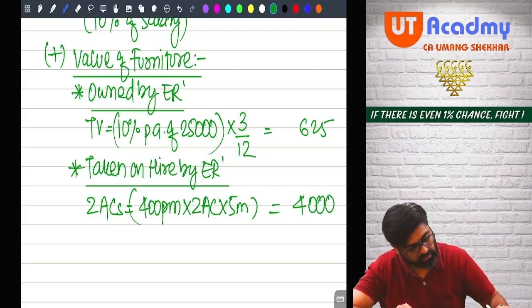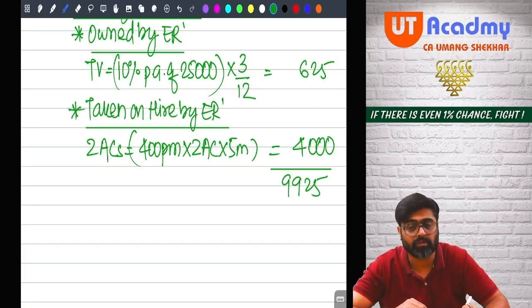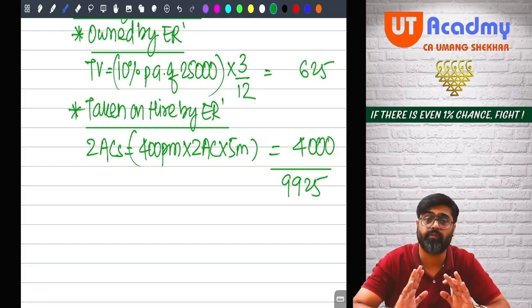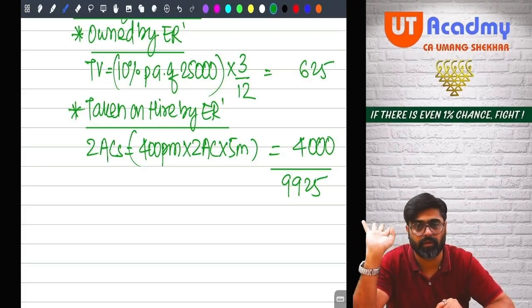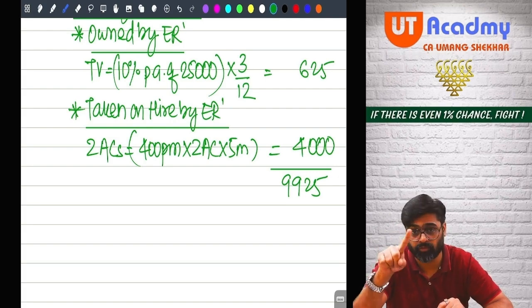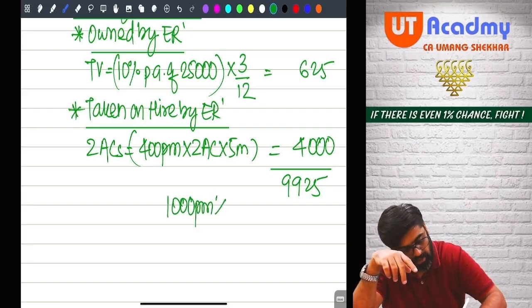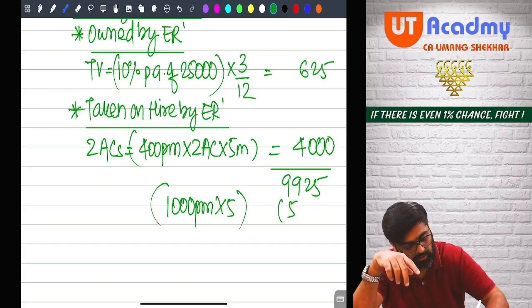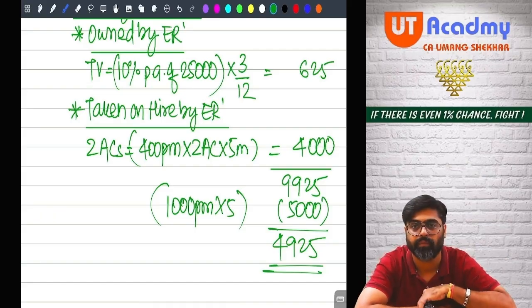Now 4,000 plus 5,300 plus 625 will be 9,925. This is the total value of rent-free furnished accommodation. If for this furnished accommodation nothing was charged, this will be taxable for you. But the question is saying that for this furnished accommodation, the employer is charging how much? 1,000 rupees per month. So 1,000 per month into 5. This is the amount recovered, 5,000, that you reduce. So you will get 4,925. This is the taxable value. Under the salary statement, you are supposed to show 4,925.